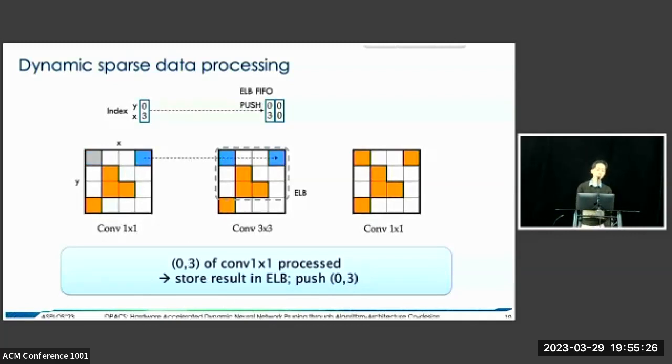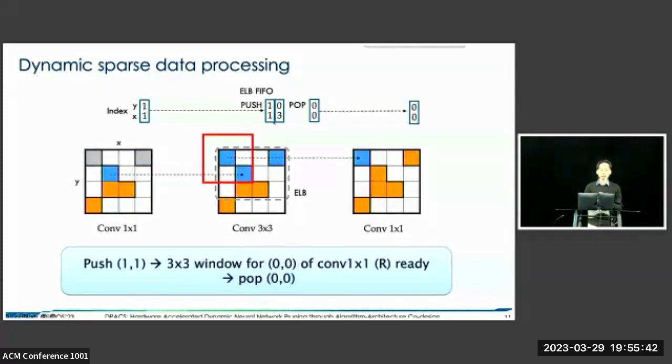What happened to the next pixel? We perform the next pixel, 0, 3. Nothing happens. The same. We perform the same conv 1x1, get the result, put it into the buffer, and push the index to the FIFO. Still nothing too interesting happened.